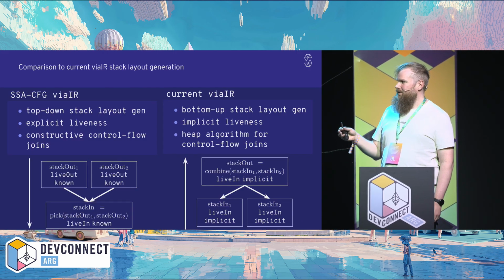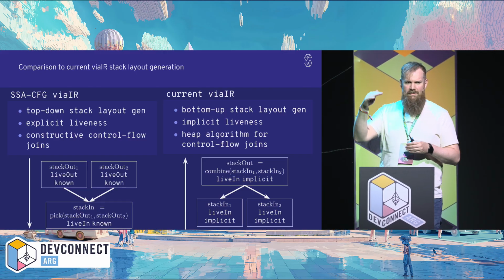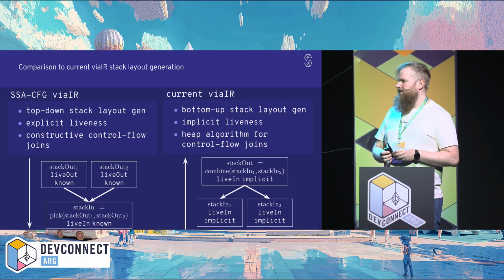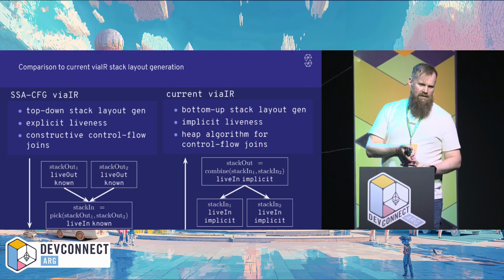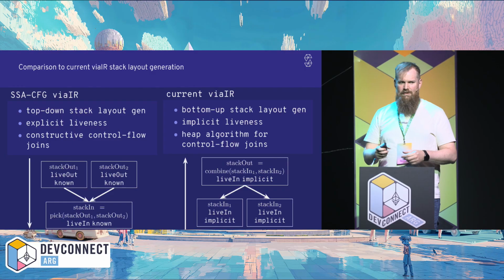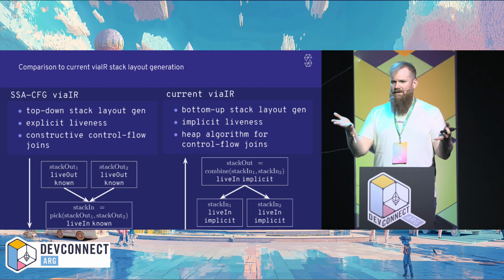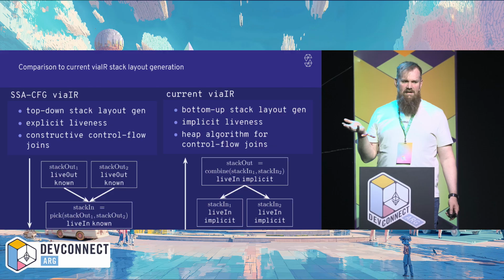In comparison, right, I already mentioned we're going top-down. So we start with, for instance, the function head, and then top-down do the stackification. In the current viaIR pipeline, the approach is bottom-up, because there we don't have the SSA property, and we don't have explicit liveness. So what we do is we look at termination points, we look at function returns, and then bottom-up from these points kind of propagate the stack layout. And that also means that we see variables being used before they were defined, which is maybe not the best way if you want to deal with stack too deep.